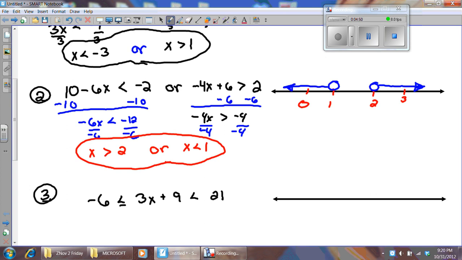Now, if you don't get the gist of what I'm doing here, I need to find all the numbers that make this inequality true. And what you'll find is that if the numbers are greater than 2, then this one is true. If the numbers are less than 1, then this one is true. With an or statement, it can't both be true.